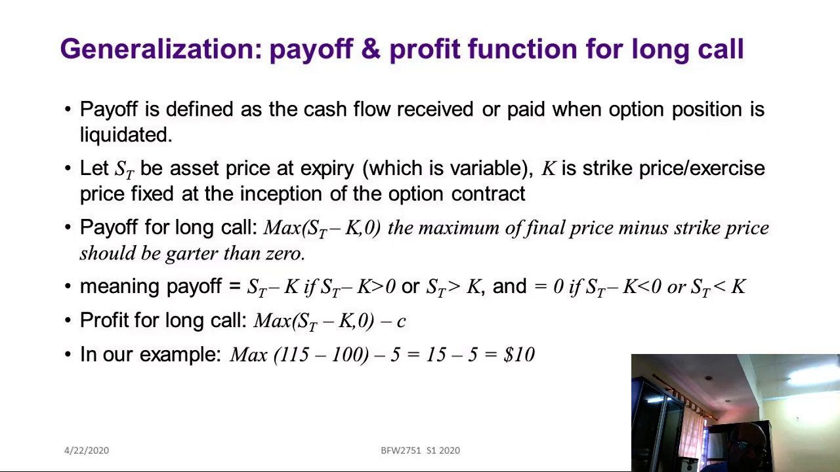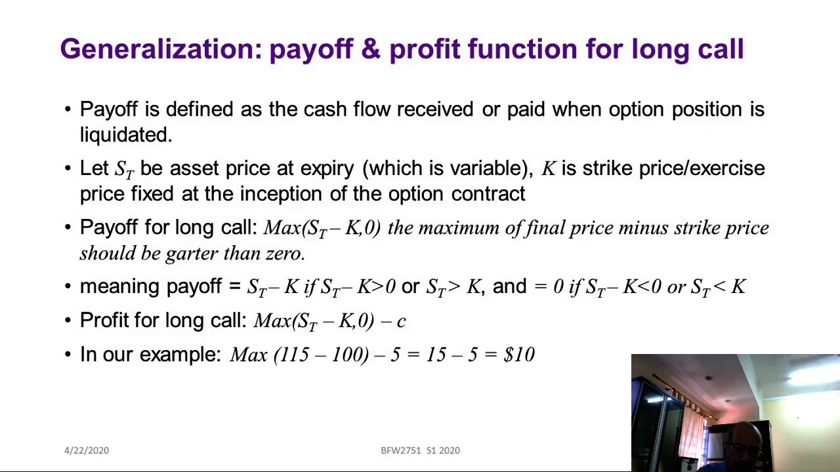Let ST be the asset price at expiry. At the initial stage, it is still a variable. You don't know what ST will be. You saw this in forwards, you saw it in futures, and now you are seeing it here. ST is always a variable because at inception, today's date, you won't know what the asset price will be 3 months later, or 4 months, or 5 months later. Nobody will know. I don't know. God doesn't know. K is the strike price or exercise price, fixed at the inception of the option contract.